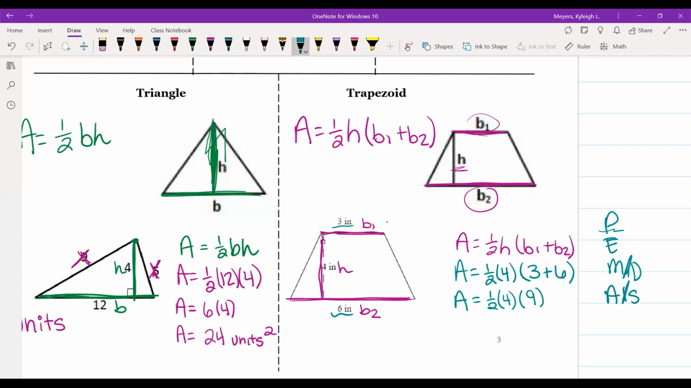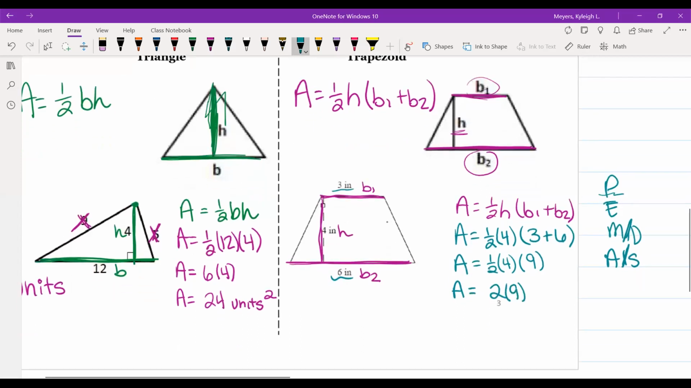Okay, so now we have to start multiplying, right? What is 1/2 of 4? Well, half of 4 is going to be 2. And then we just bring the 9 down. And now, what is 2 times 9? 2 times 9 is 18. And then we can't forget about our label, our inches squared, right?